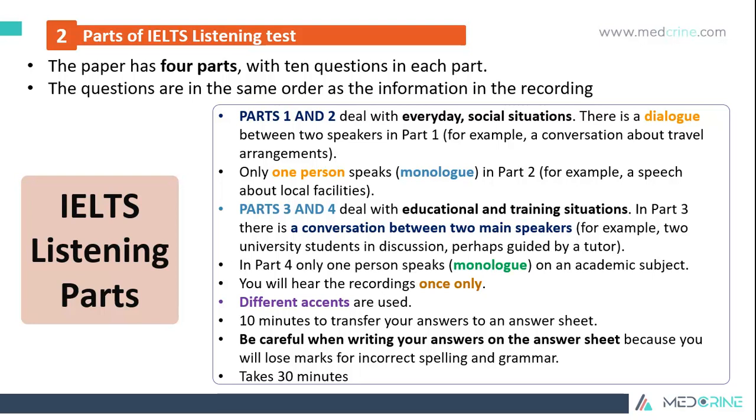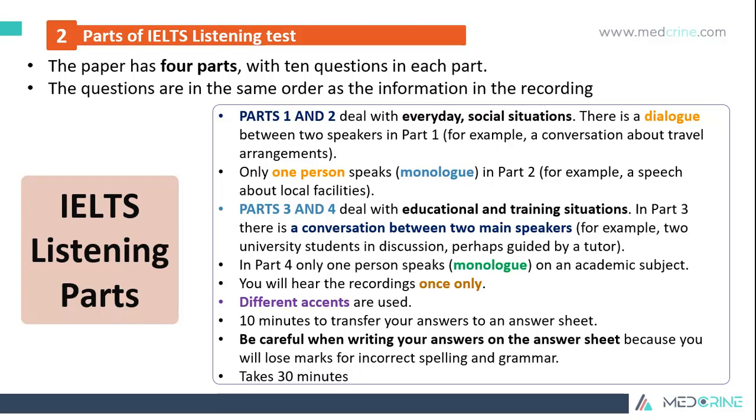The IELTS listening paper has 4 parts with 10 questions in each part. Each question is 1 mark. The questions come in the same order as the information in the recording. Part 1 and Part 2 deal with everyday or social situations.